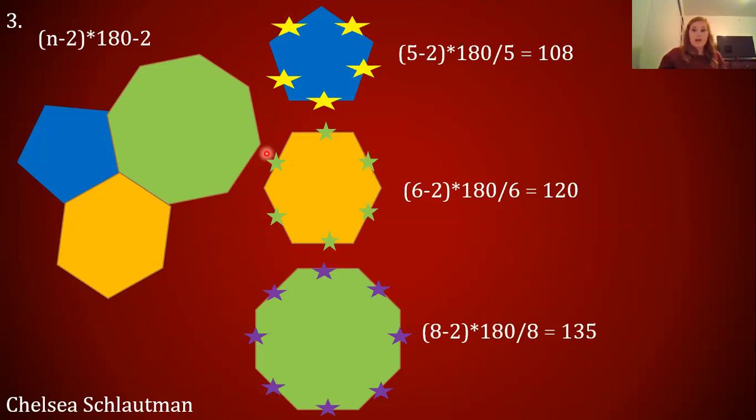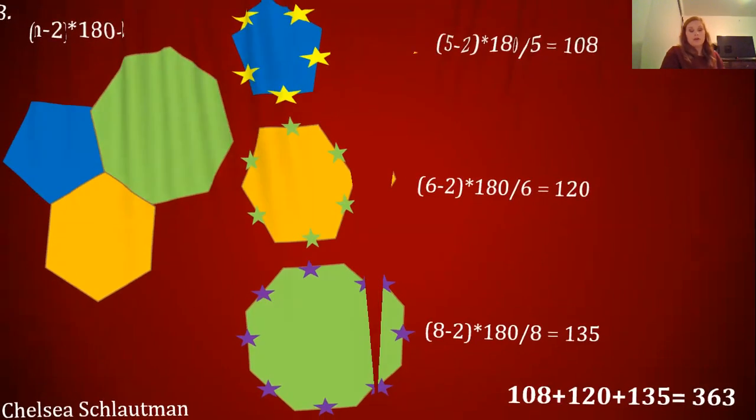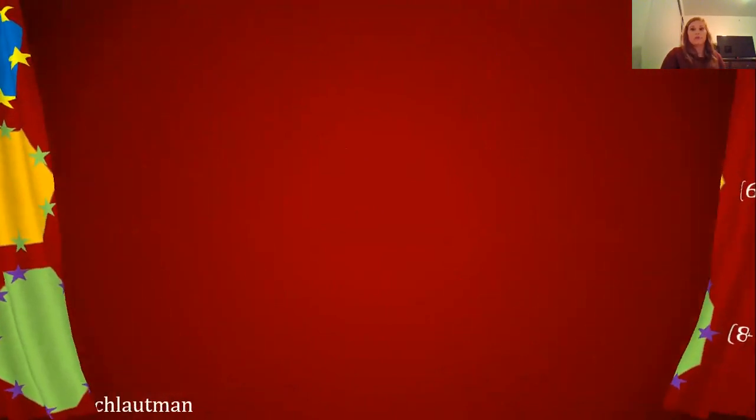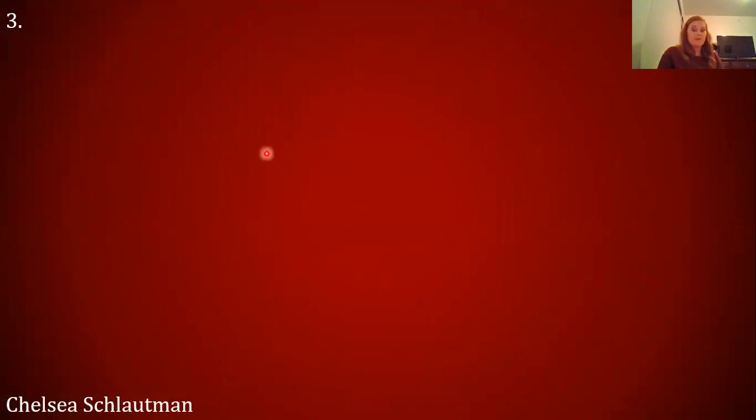Now, we need to add up all of those angles and see if we get 360 degrees. If we add all of those up, 108 plus 120 plus 135, we get 363. For it to be a vertex figure, remember it has to equal 360. So this number goes over the 360 by 3. So what we're going to do now is look at that figure and see what we could do to make it a vertex figure.